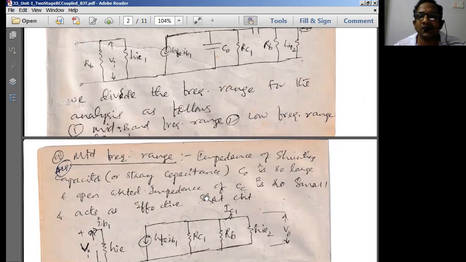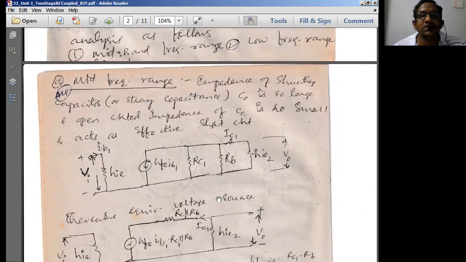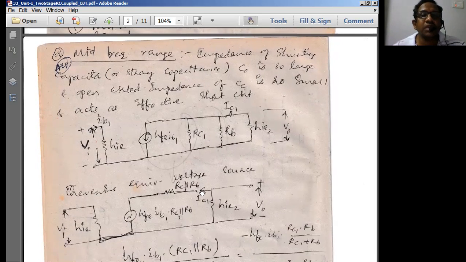In this analysis part, we are going to solve the expressions for the mid-band frequency range, low-band frequency range, and high-band frequency range. Let us start with the mid-band frequency range first of all, which is very important for doing problems. The final formula that we are going to get is very important for us in the analysis of two-stage RC coupled amplifiers. So let us start looking into this right now.